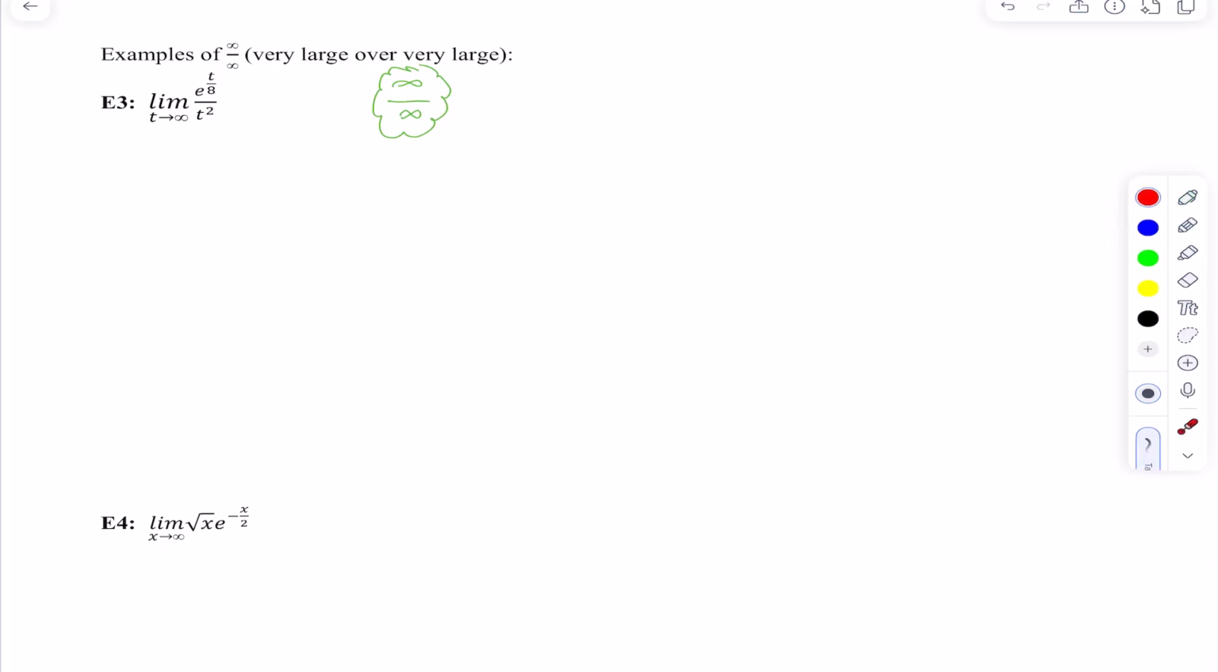Now, I typically write very large over very large in a bubble because it's really not math. You've got to remember infinity is not even a finite number. So what I draw here is actually a bubble, and I sometimes call this bubble math. This is really fake mathematics, and so it really doesn't belong anywhere in your solution.